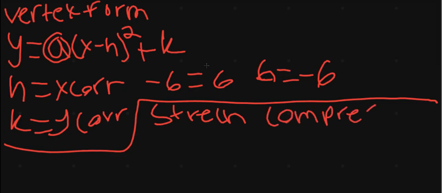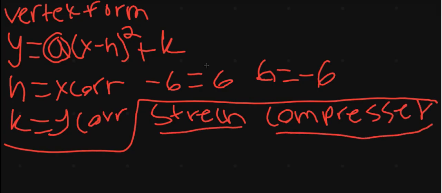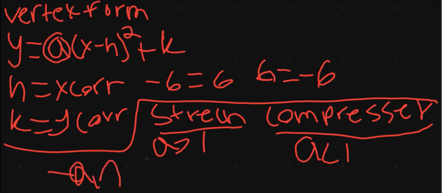Okay? So for stretch, if your a value is greater than 1, it will be stretched. If your a value is less than 1, it will be compressed. Now, another caveat with the a value is that if you have a negative a, your function will be pointed down, but if you have a positive a, so just a regular number, it will stay pointing up. The parabola will be pointing up. Okay, now that we understand this, let's get into a couple of examples.